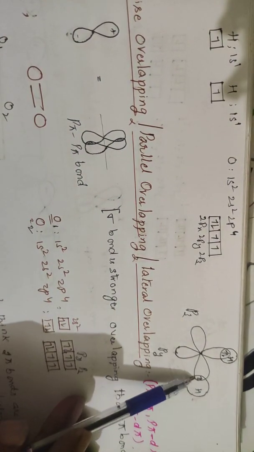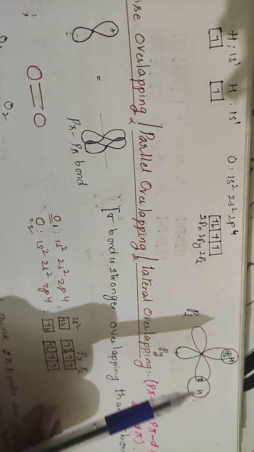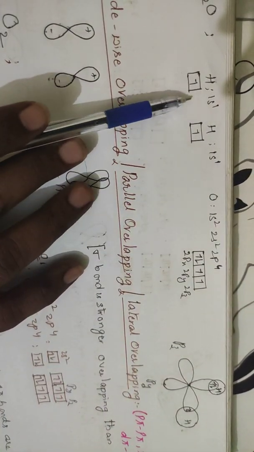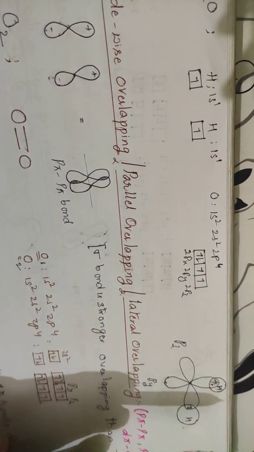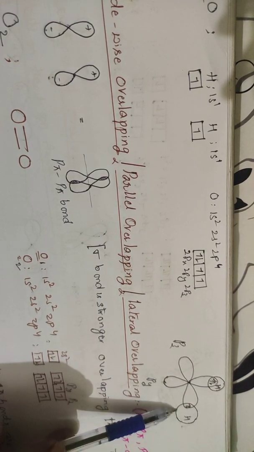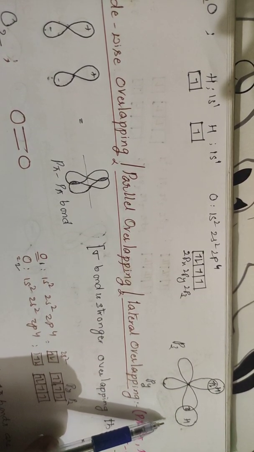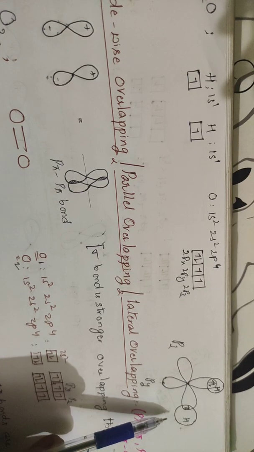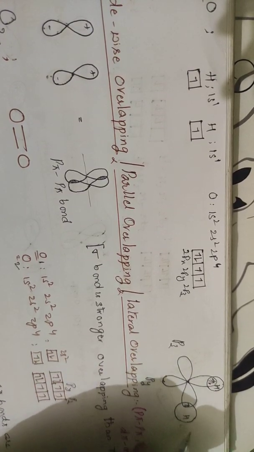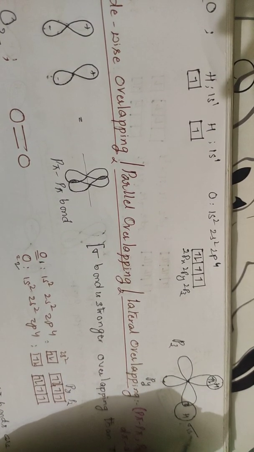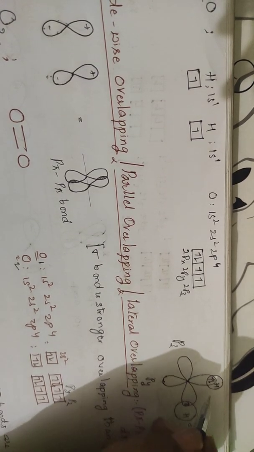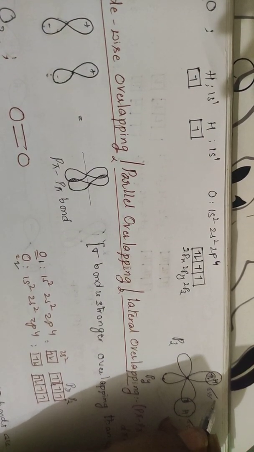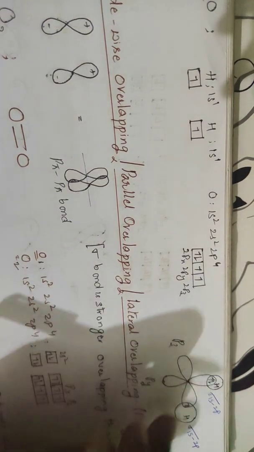In pz you are having 1 electron free, and in py you are having 1 electron free. Hydrogen is having 1 electron free, that combines with the py as well as pz. There is formation of 2 sigma bonds. Sigma bond is formed between 1s of hydrogen with 2p of oxygen. Same with this one, 1s of hydrogen with 2p of oxygen, resulting in the formation of 2 bonds.